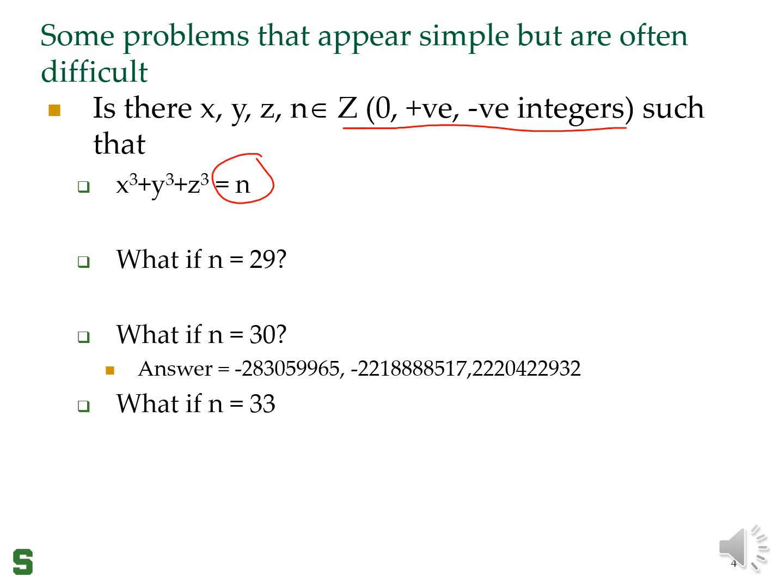What if n is equal to 33? Turns out that this is actually an open problem. We don't know whether a solution exists, and we don't know that it does not exist either.